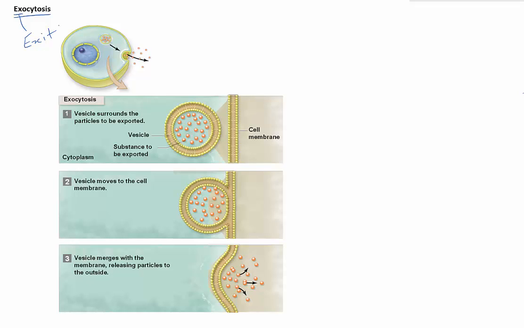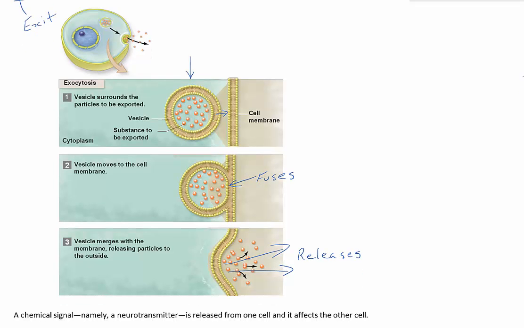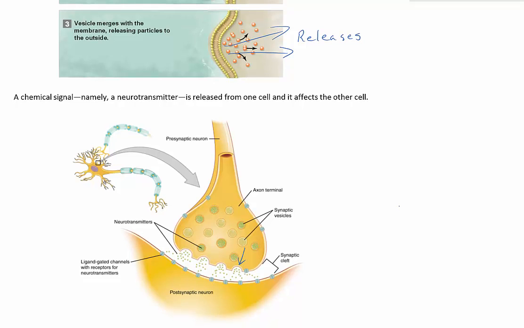In this process, a small membrane-bound vesicle, which is in the cytoplasm, moves towards the cell membrane. When it gets there, it actually fuses with the cell membrane and then finally releases the substances that were inside the vesicle out of the cell. So an example of that is when the tip of a neuron cell releases neurotransmitters, which then stimulate or inhibit impulses in a neighboring neuron cell.